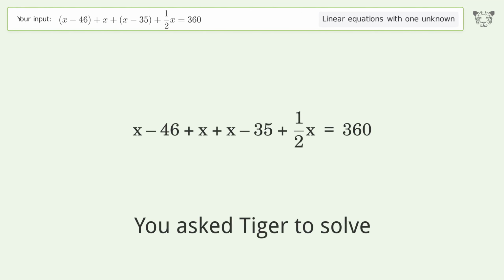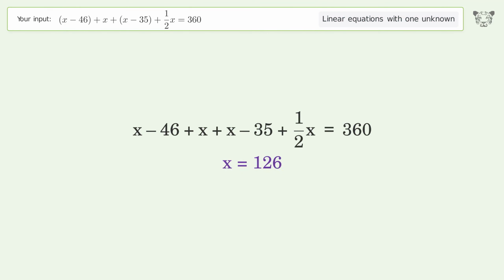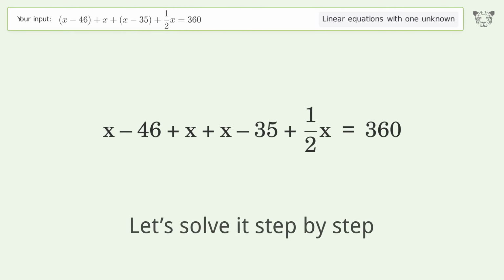You ask Tiger to solve this. This deals with linear equations with one unknown. The final result is x equals 126. Let's solve it step by step.